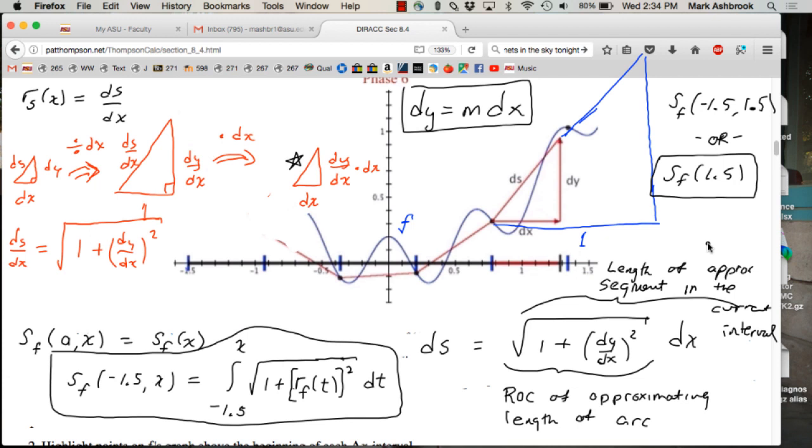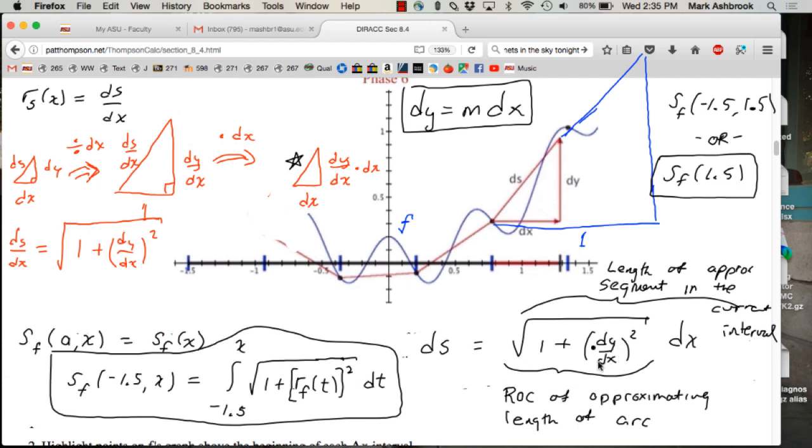Okay, so let's look at an example. Any questions on the derivation of the rate function or the arc length accumulation function? Well, just to be clear, what's in the brackets there, the rate sub r sub f t, that's dy dx.